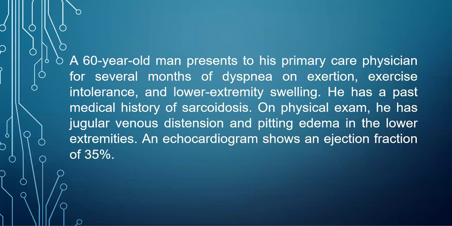Very good. Moving on to heart failure then. So a 60-year-old man presents to his primary care physician for several months of dyspnea on exertion, exercise intolerance, and lower extremity swelling. He has a past history of sarcoidosis. Physical exam shows he has JVP distension, pitting edema in the lower extremity, and the echo shows ejection fraction of 35%.